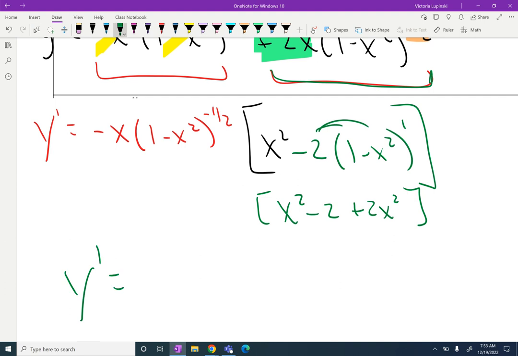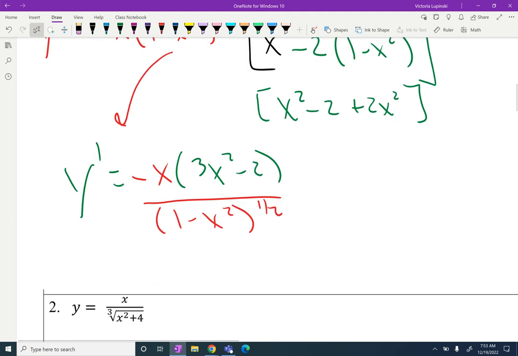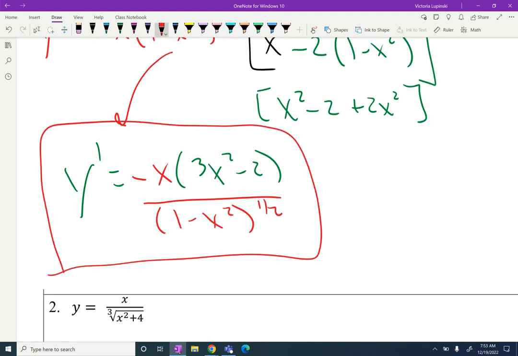If you combine like terms, you get 3x squared minus 2. Yes. And then you just have to bring this to the party. So here I'm going to leave the negative x on the top, and then I'm going to move 1 minus x squared to the bottom and turn it into a positive 1/2. So that is ultimately my final answer.